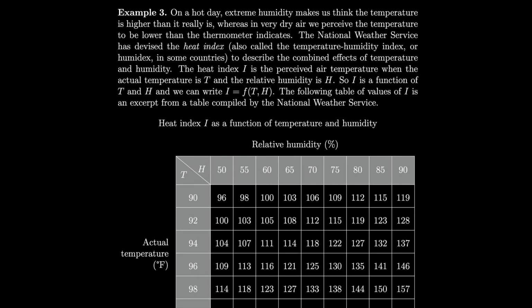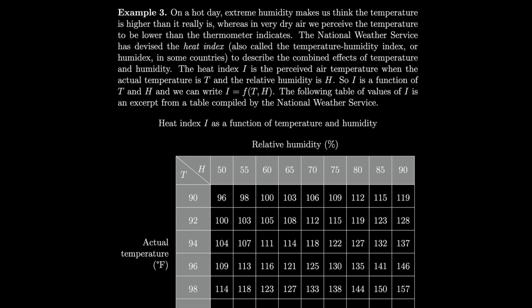On a hot day, extreme humidity makes us think the temperature is higher than it really is, whereas in very dry air we perceive the temperature to be lower than the thermometer indicates. The National Weather Service defines the heat index, also called the temperature humidity index or humidex in some countries, to describe the combined effects of temperature and humidity. The heat index I is the perceived air temperature when the actual temperature is T and the relative humidity is H. So I is a function of T and H, and we can write I equals f of T, H.